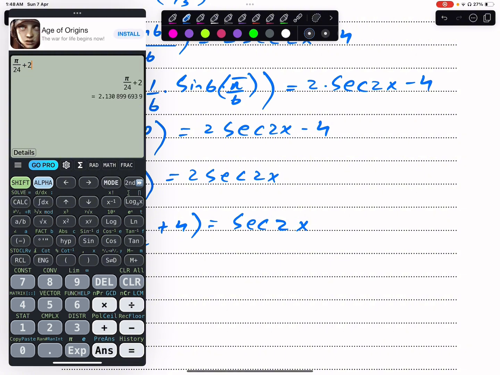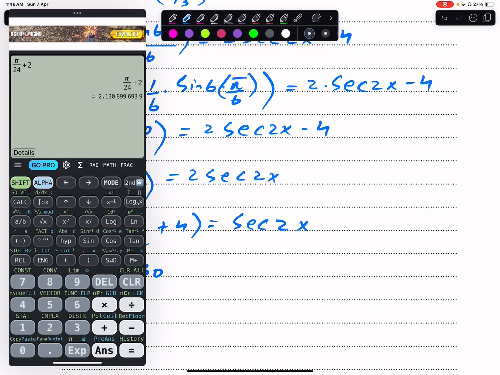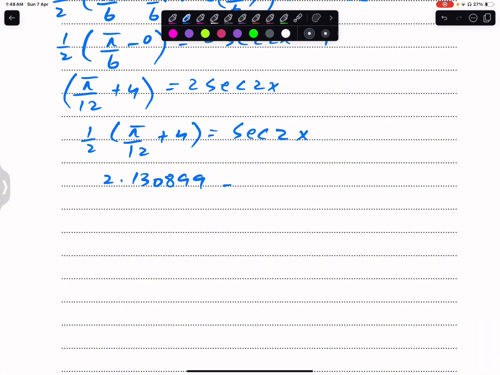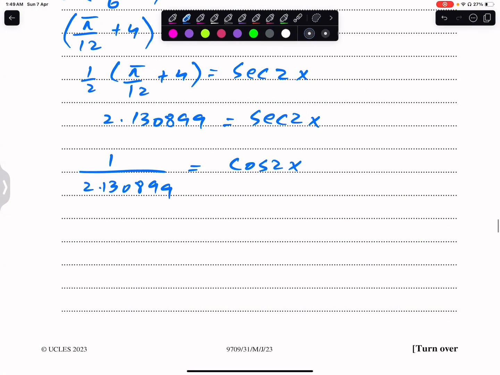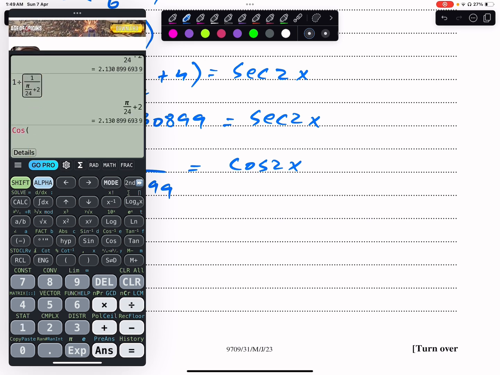So 2.130899 is equal to sec 2x. So just take the reciprocal. So this will be 1 over 2.130899. So the right side will become cos 2x this time. Now take the inverse of that. 1 divided by answer. Shift cos inverse of answer.